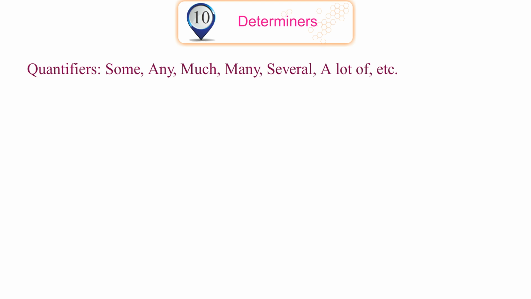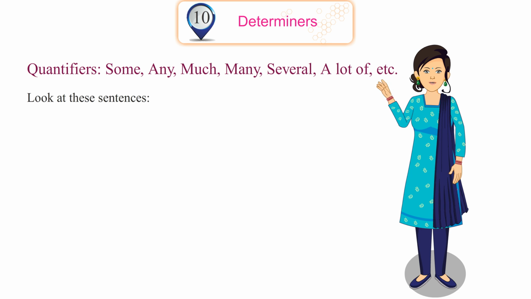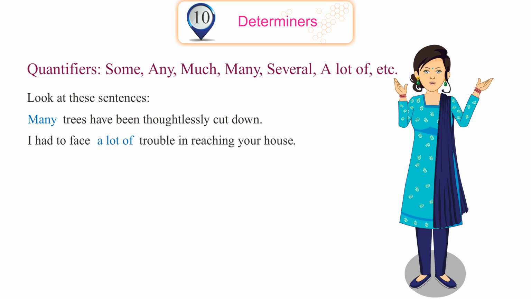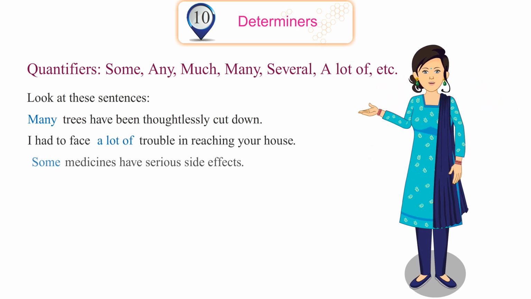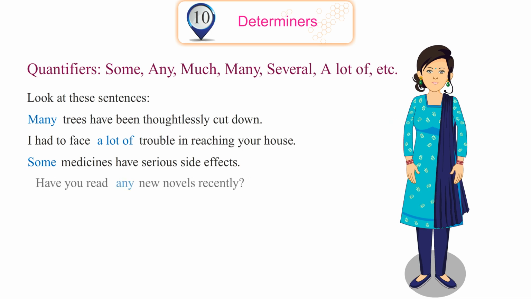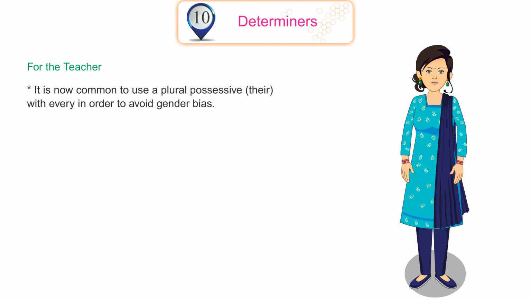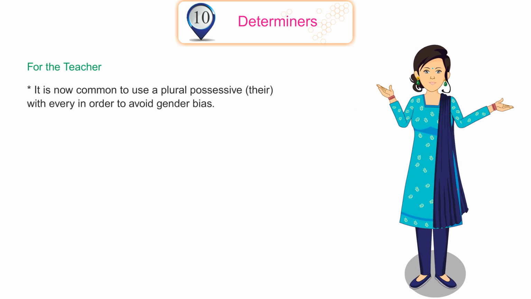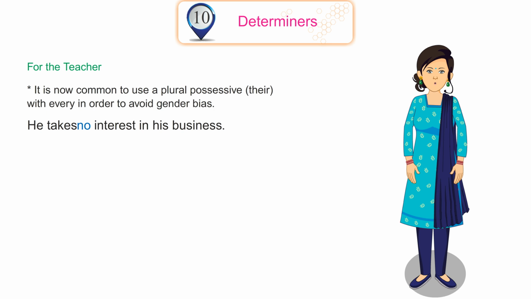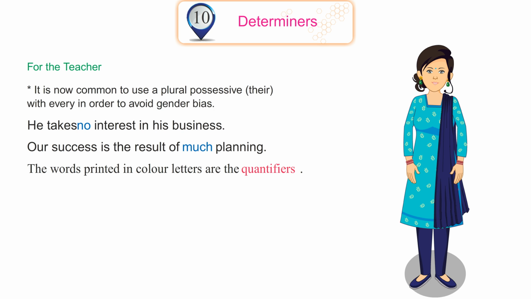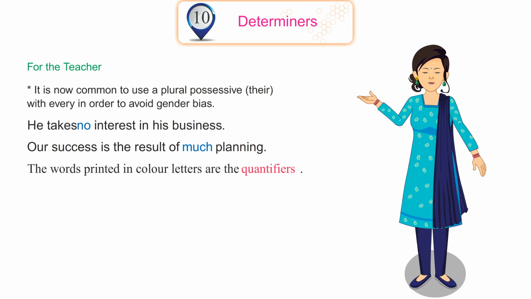Quantifiers: some, any, much, many, several, a lot of, etc. Look at these sentences. Many trees have been thoughtlessly cut down. I had to face a lot of trouble in reaching your house. Some medicines have serious side effects. Have you read any new novel recently? For the teacher, it is now common to use a plural possessive there with every in order to avoid gender bias. He takes no interest in his business. Our success is the result of much planning.